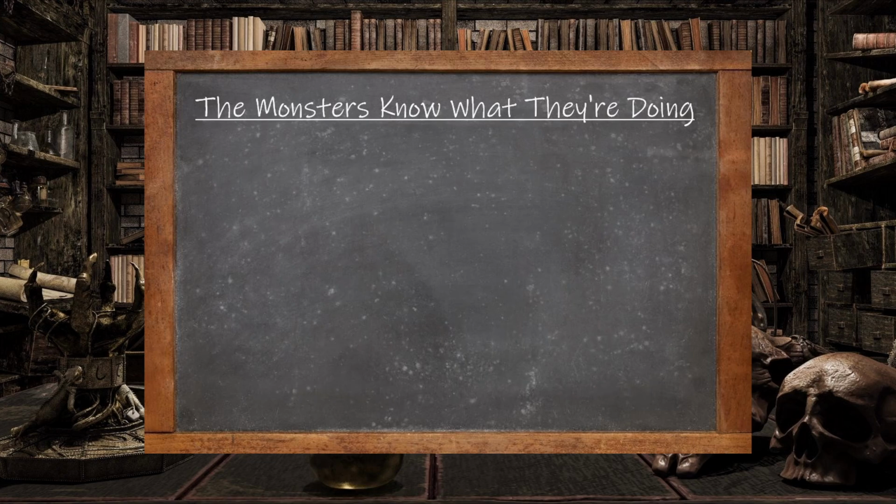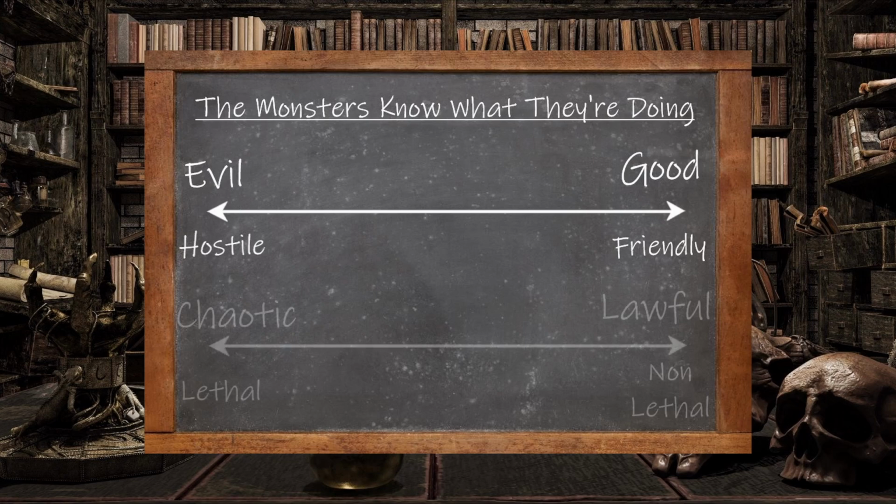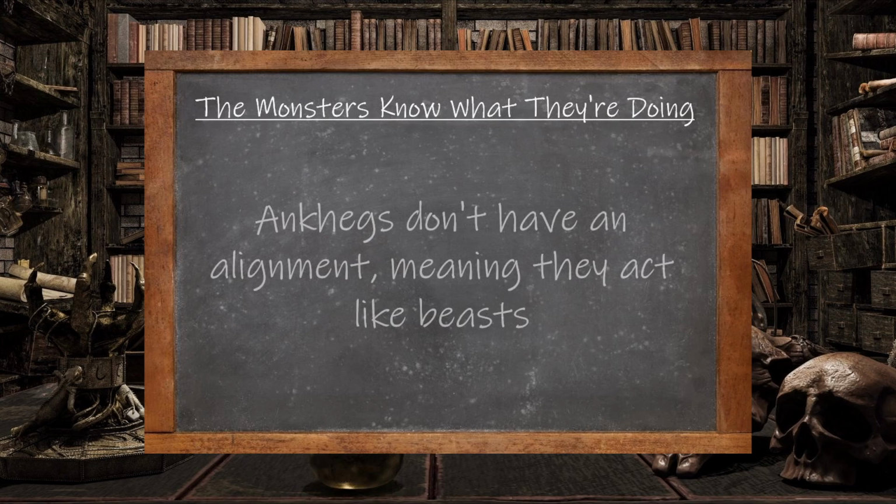Next up, let's look at how their alignment can impact their thinking. On the scale of good to evil, good creatures tend to be friendly to others, whereas evil creatures are hostile to others. On the scale of lawful to chaotic, lawful monsters may try to capture or non-lethally subdue others, whereas chaotic monsters would just kill them. Since Ankhegs are unaligned, we really can't discern a lot of their mindset just from their alignment. They are beasts in the truest sense, and are going to act according to that nature.